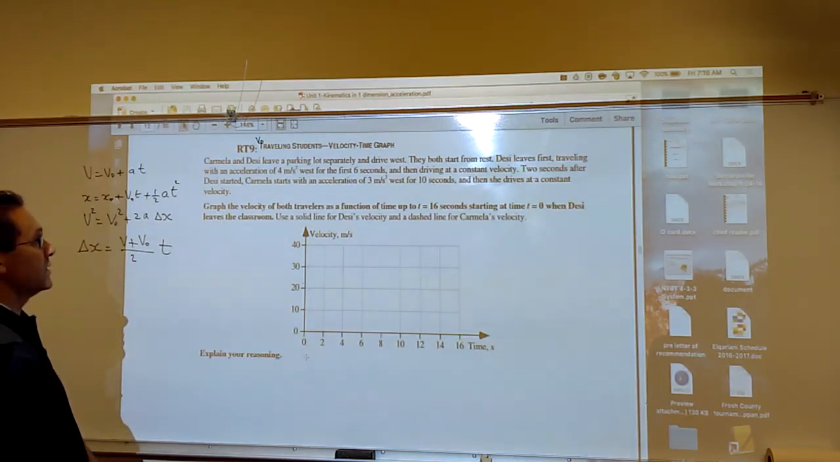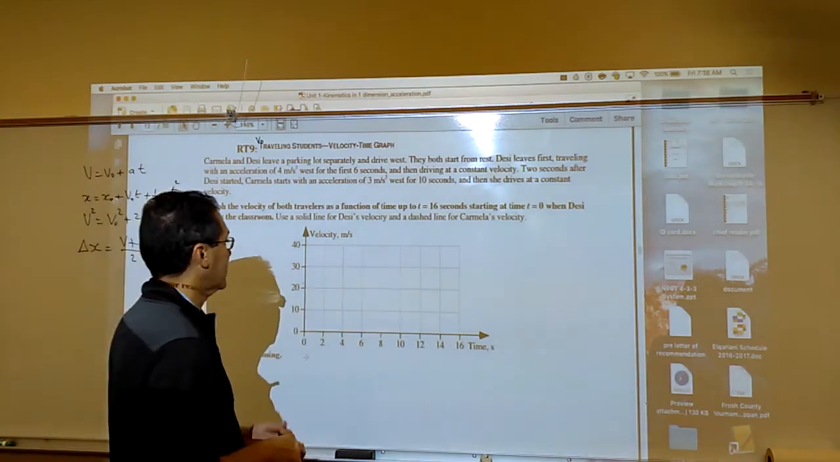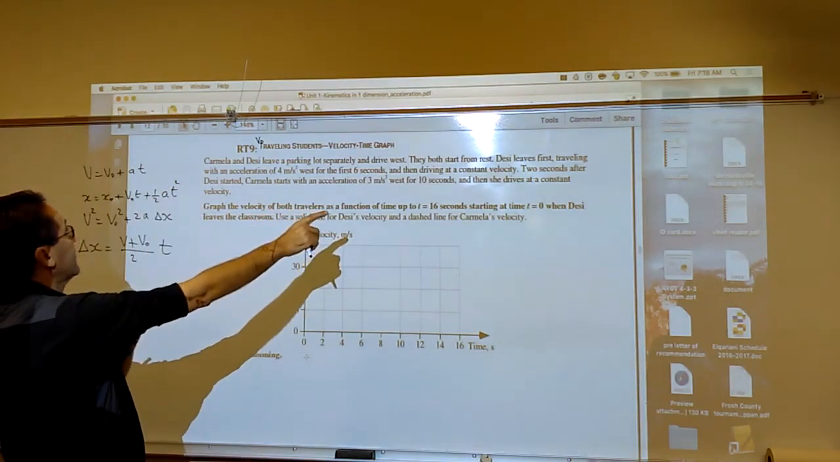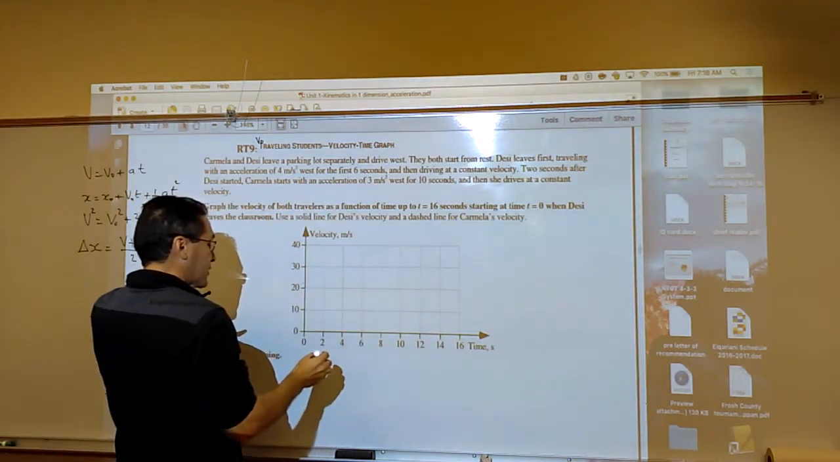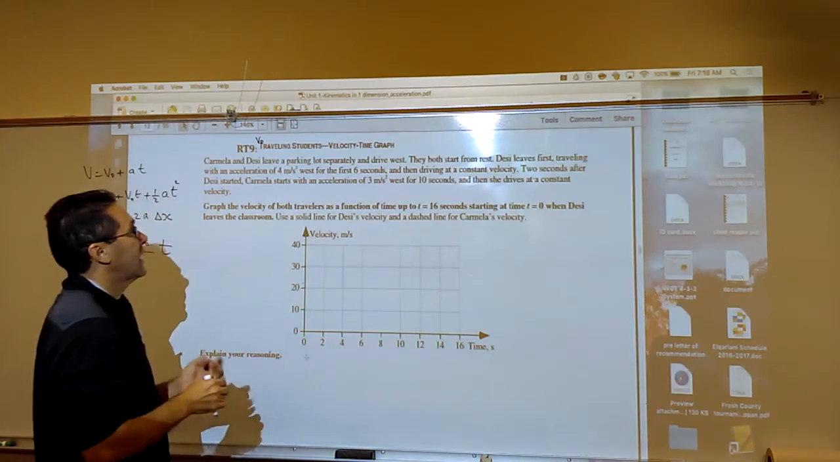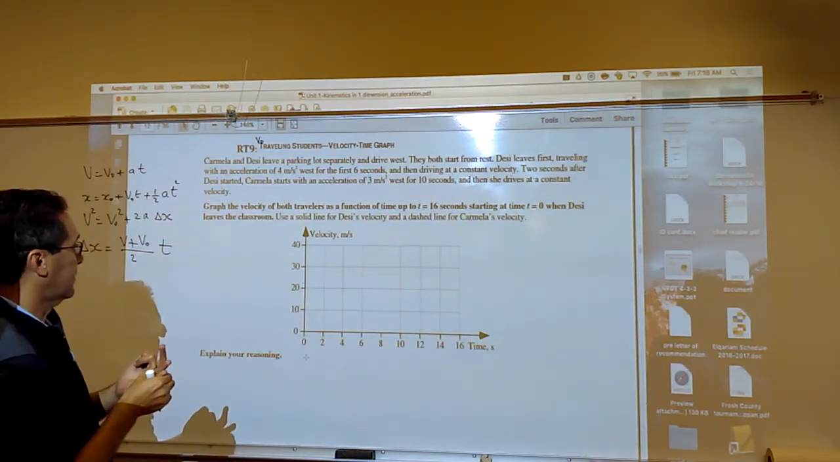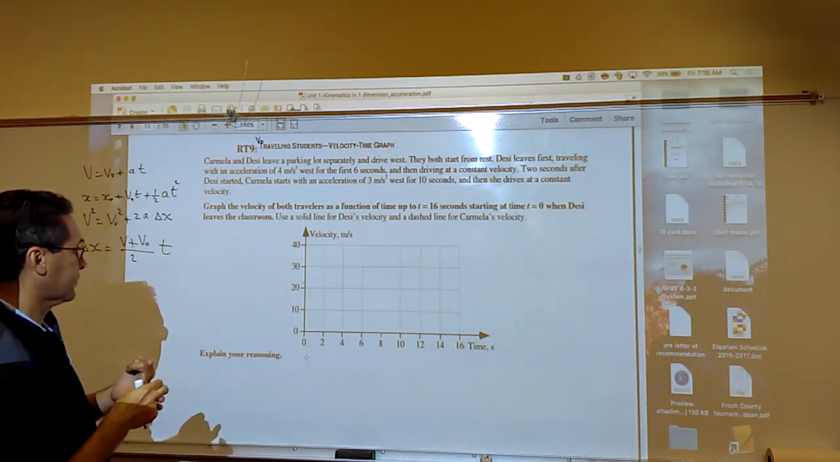Starting at time t equals 0, when Desi leaves the classroom. So you know what? In here we're going to use west as positive. It's a choice, since they've only given us the positive side of the graph. Traveling with an acceleration of 4 meters per second squared for the first 6 seconds. So for the first 6 seconds, I have to have a slope of 4. Is that right? Yeah, I have to have a slope of 4. So how do I do that?